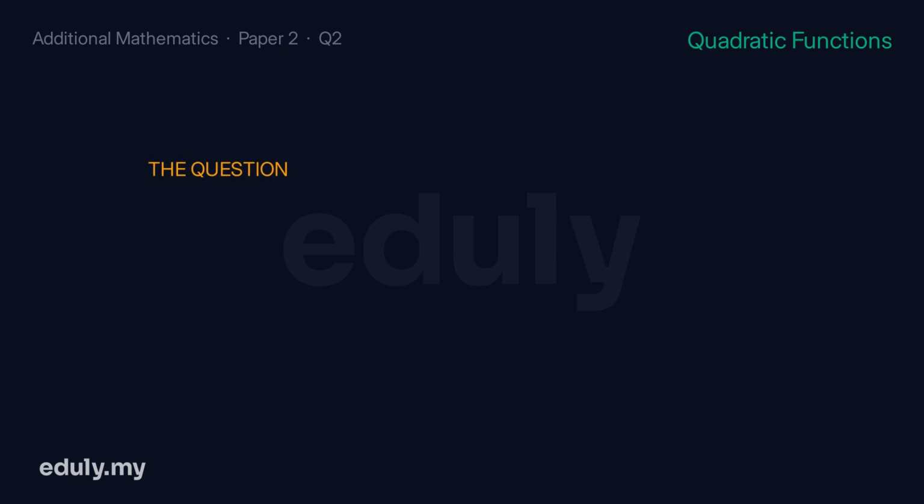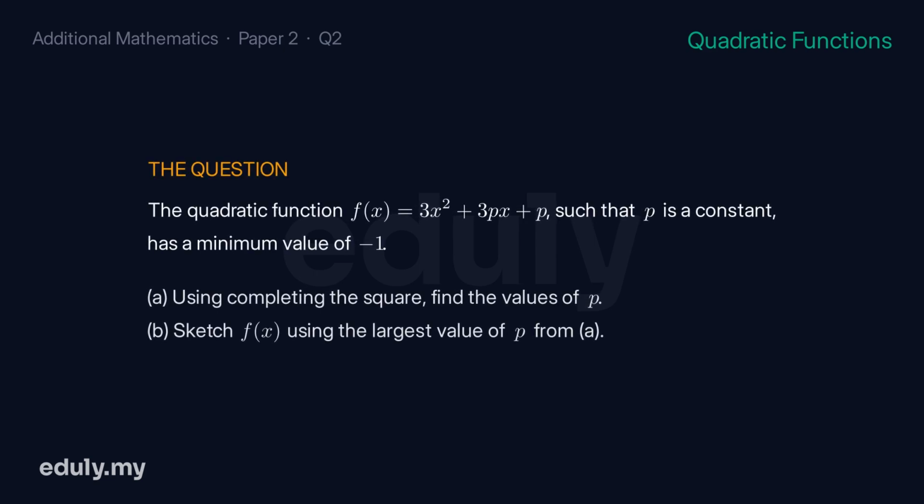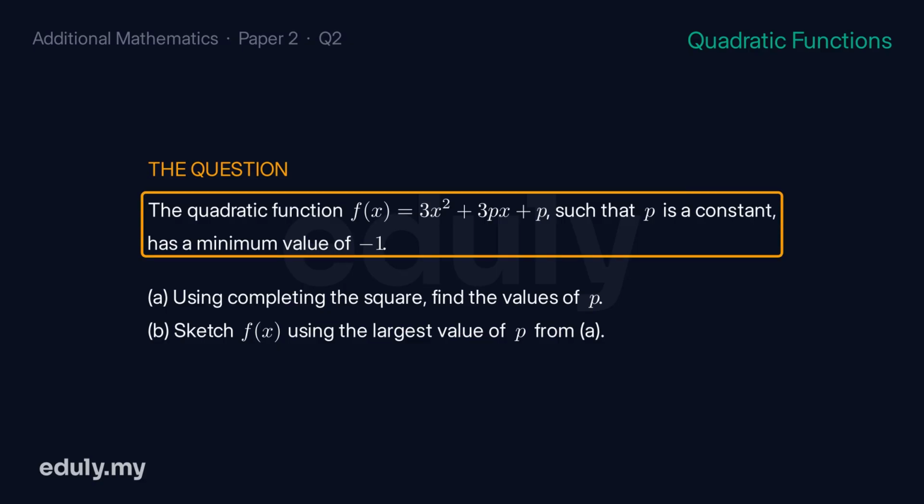Let us read the question. We have a quadratic f of x with an unknown constant p inside it, and we are told its lowest point sits at -1. Here is what we are given: the quadratic with that unknown p and its minimum value of -1. And here is what we must find: the values of p, then a sketch of the curve using the largest one.